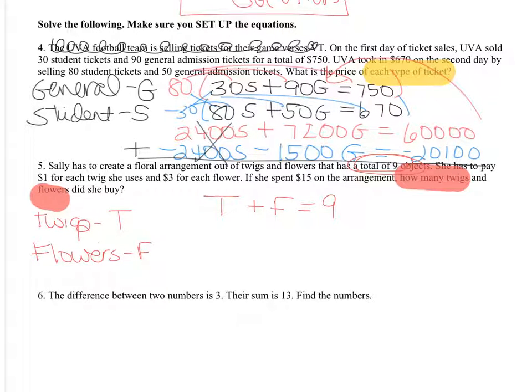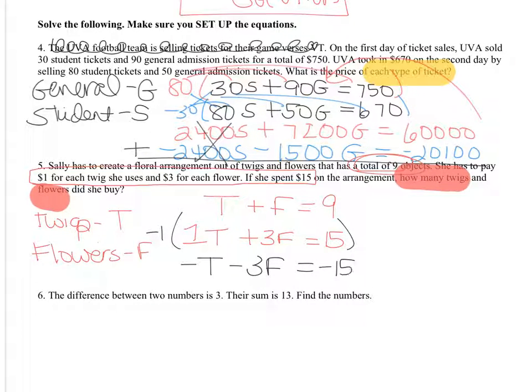So if I look at my second equation, next sentence, she has to pay $1 for each twig and $3 for each flower for $15. So $1 for each twig plus $3 for each flower is going to equal $15. So I have 2 equations. You choose substitution or elimination. I like elimination better, so I'm going to multiply this bottom equation by -1. I get negative t, negative 3f, and negative 15. If you want to keep the 1 there, you can. That's fine.